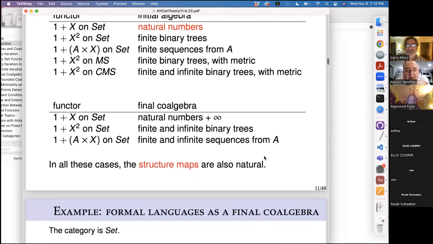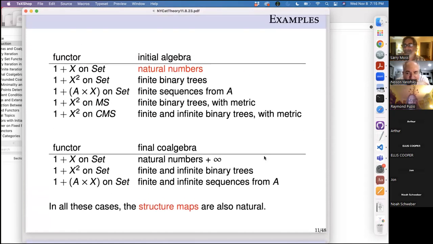Just to follow up on that, when you say natural numbers plus infinity, you mean all the natural numbers and the one extra element called infinity, right? Yeah, you can call it whatever you want.